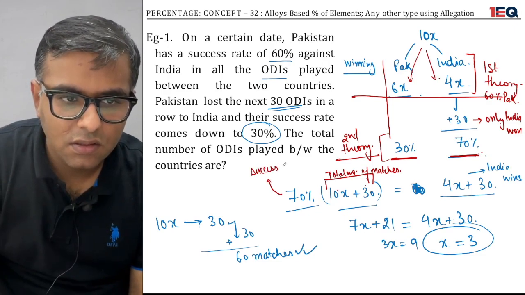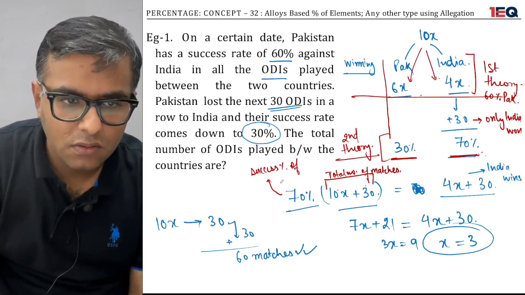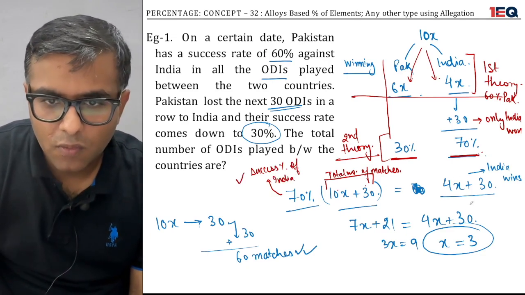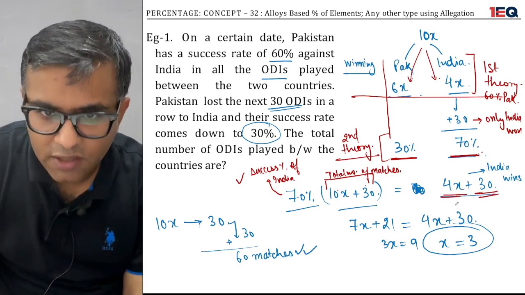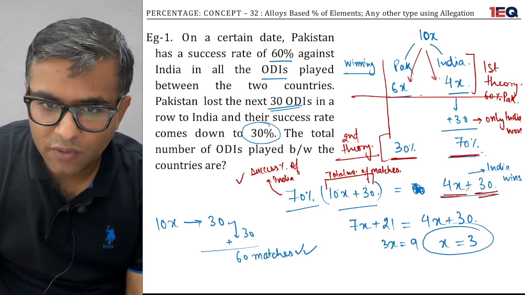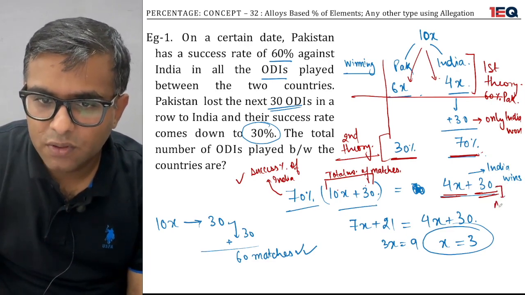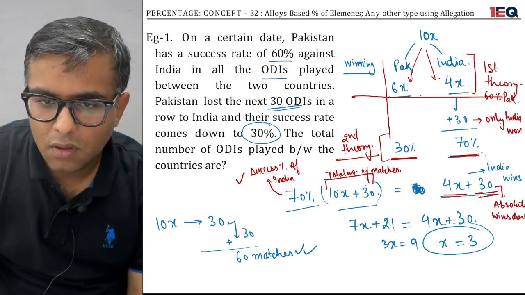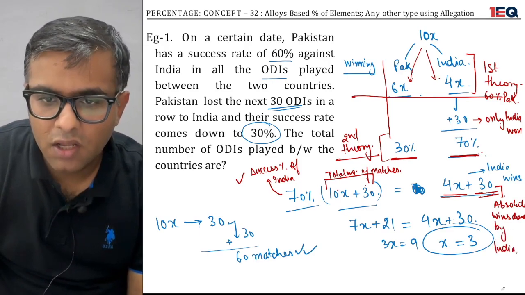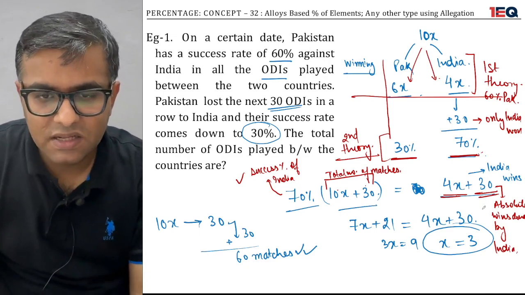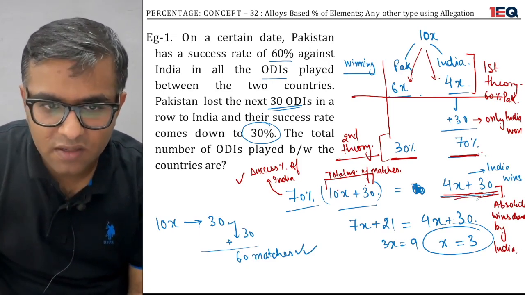This 70% is the success percentage of India. What is 4x plus 30? 4x plus 30 is the absolute wins done by India. Okay, 4x plus 30 are the absolute wins which were done by India.